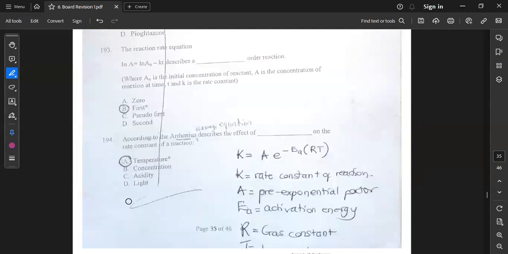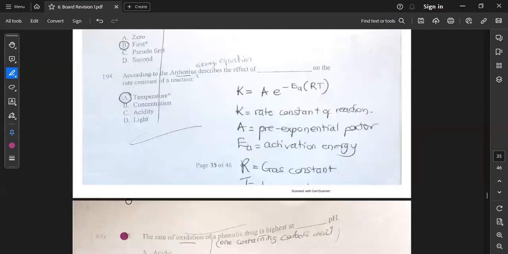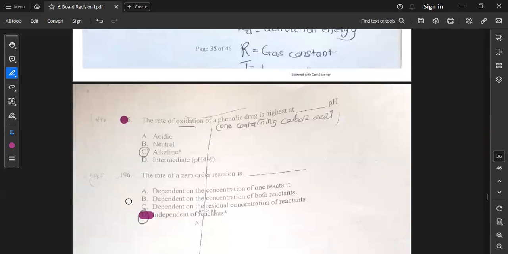Would it be alkaline? Since it's a weak acid, it would have to lose a hydrogen ion in order to be oxidized. So it will lose it to a base in an alkaline environment. I'm not sure, I'm thinking out loud. That makes sense to me. Anybody else with a different answer or different explanation?